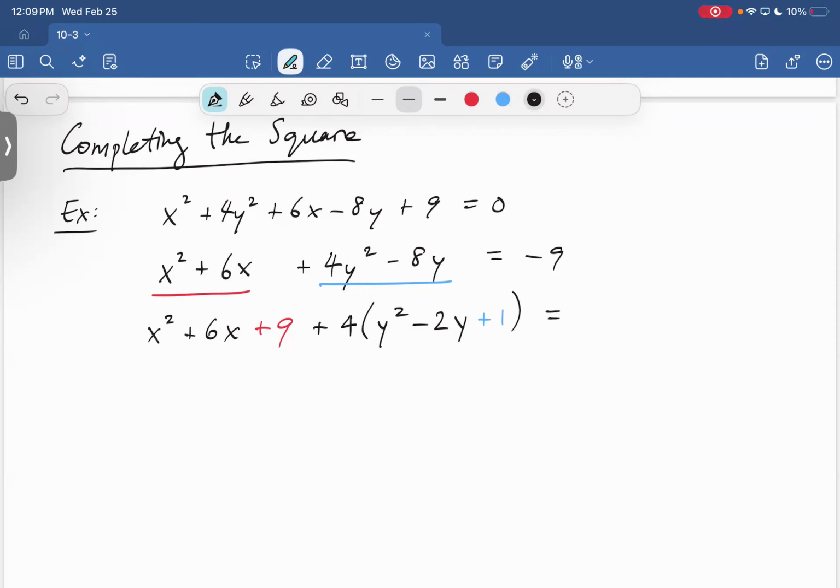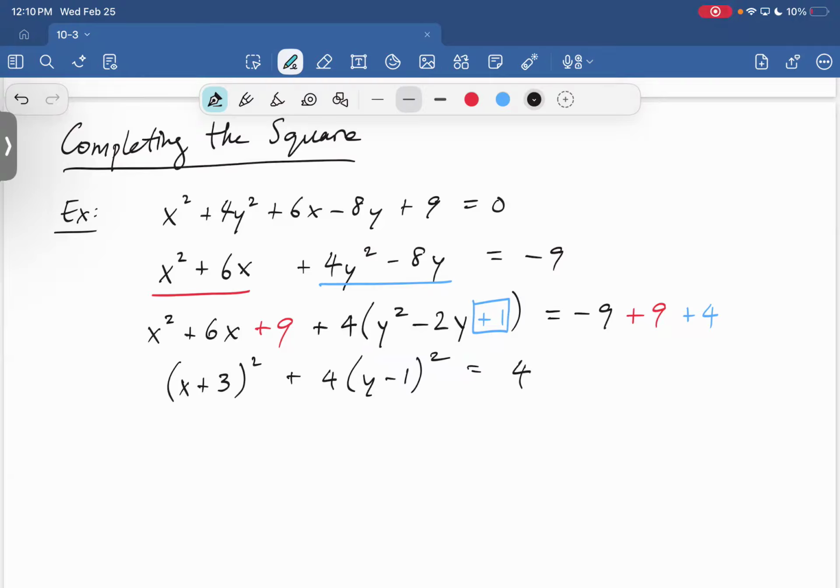So the right-hand side is going to become negative 9, and then plus 9, because I added 9 from the x squared. But then for the y, I'm going to have to compensate that by adding plus 4. Not plus 1, but actually plus 4. The reason for that is because I added plus 1 within the parentheses. So in reality, I actually added 4, because there's a 4 in front that's multiplying this plus 1. And so you can't just add plus 1, you have to add plus 4, because that's actually how much you're adding. Make sense? And so if I simplify this, I'm going to get x plus 3 squared plus 4 times y minus 1 squared equals 4.